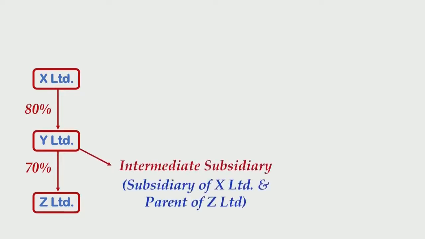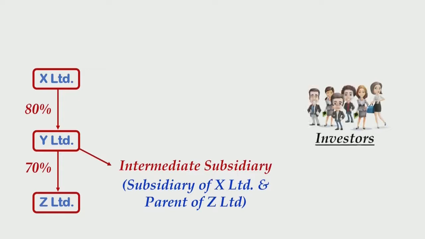So Y Limited in this example is the intermediate subsidiary. Now can we notice one thing, that Y Limited is not a fully owned subsidiary of X Limited, because X Limited holds only 80% shares of Y Limited. That means there are other investors also involved in Y Limited as shareholders. So we can see one thing, those other investors who are having small shareholding, which is cumulative 20%, will be considered as a non-controlling interest or minority interest.